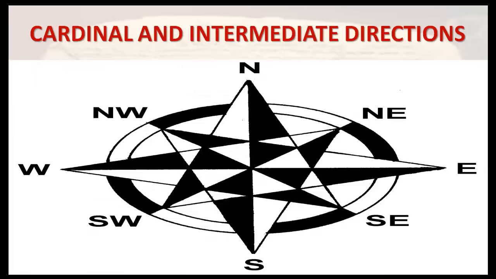Other than the 4 major directions, there are 4 intermediate directions. These are northeast, southeast, southwest, and northwest. These directions help in locating a place with greater accuracy.